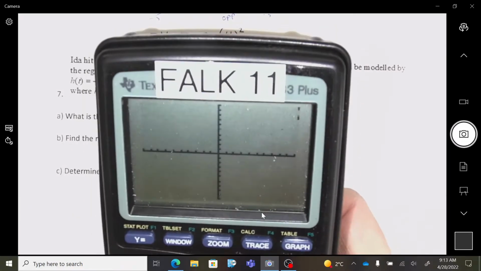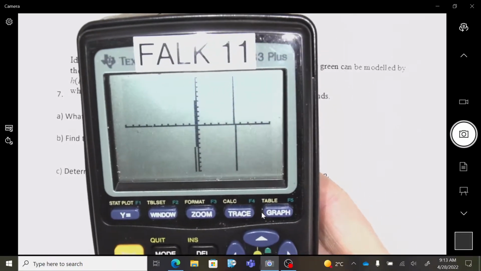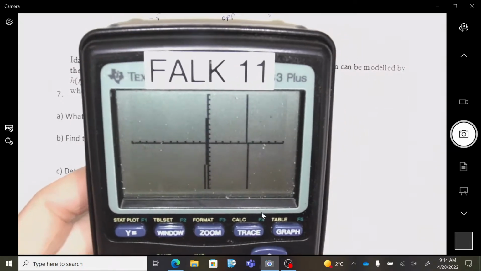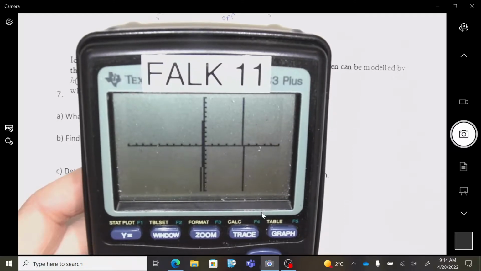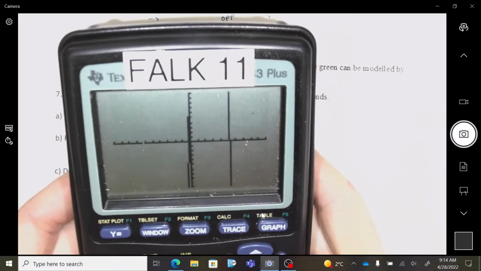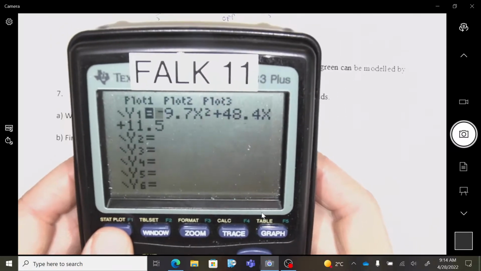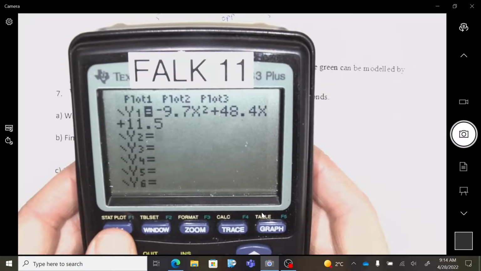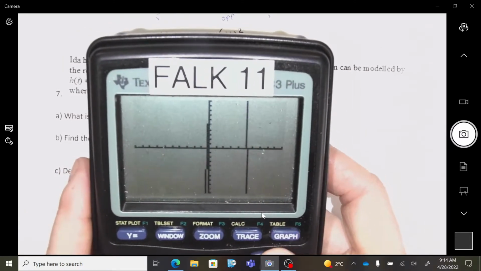Okay, I'm just going to start with a zoom 6 when you're done. So I did a 10 by 10 grid. Okay, everyone's looking like that.